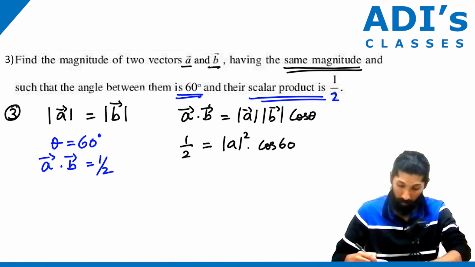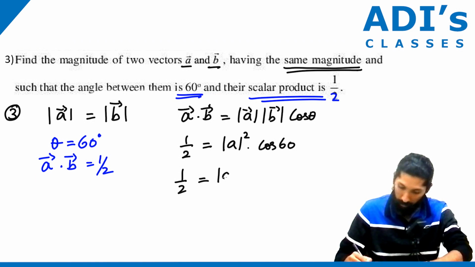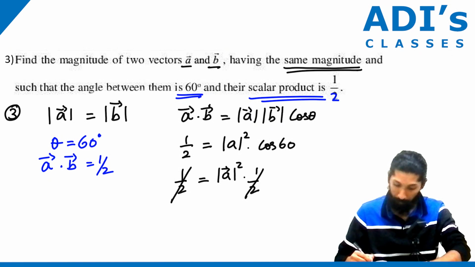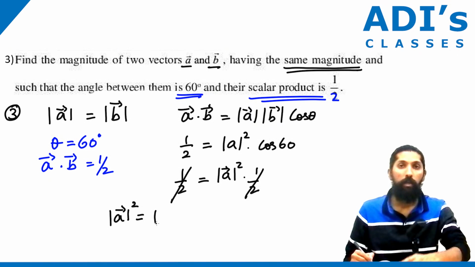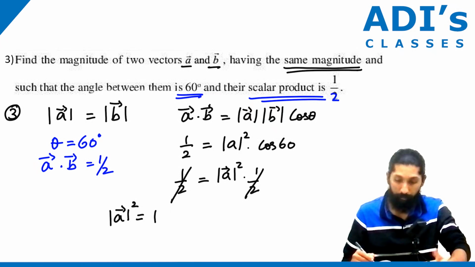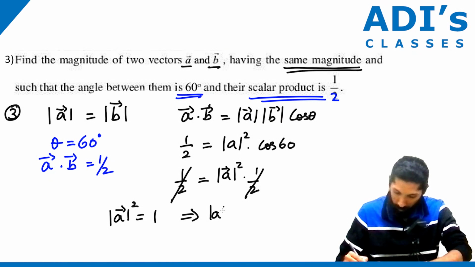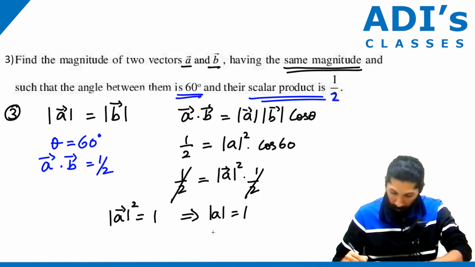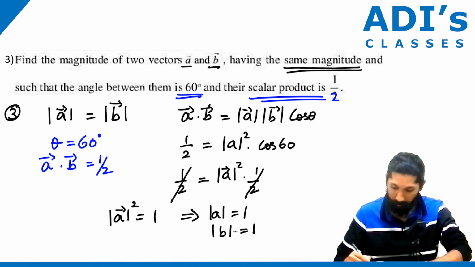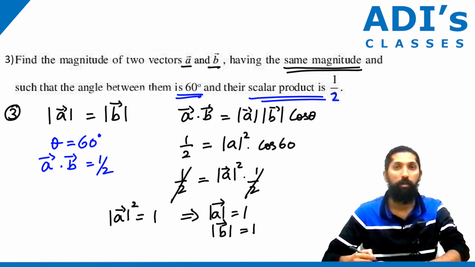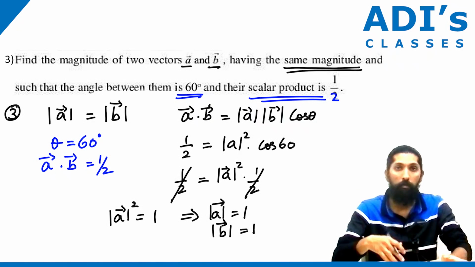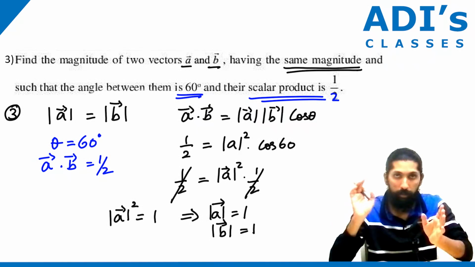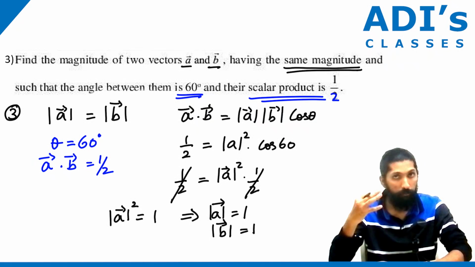Cos 60 is half. So half is equal to mod a square into cos 60, which is half. Cancel, cancel. Now, what do we get? Mod of a is equal to, see, whole square is 1. Guys, magnitude can never be negative. So that means here mod of a is equal to 1. So that means mod of b is also equal to 1. So the answer for the third question is both 1 and 1, mod of a and mod of b. Clear?